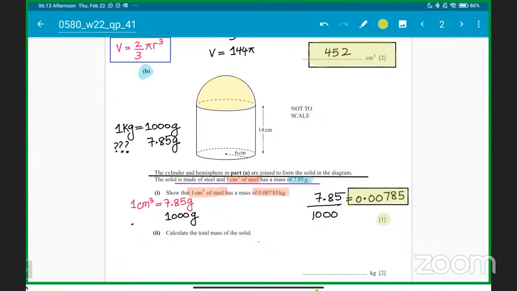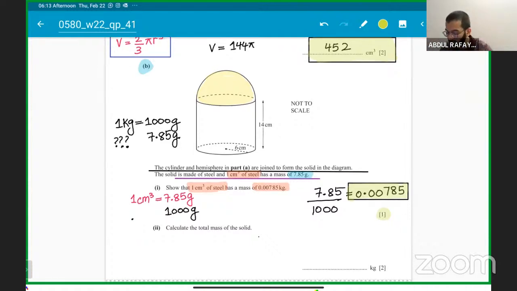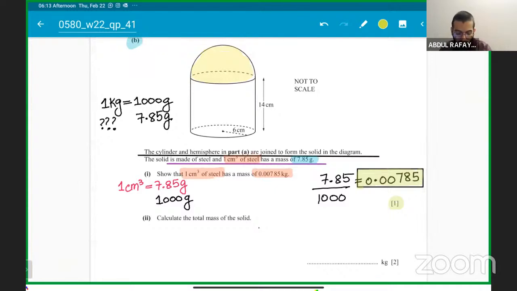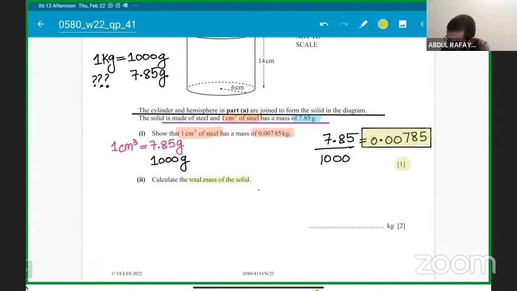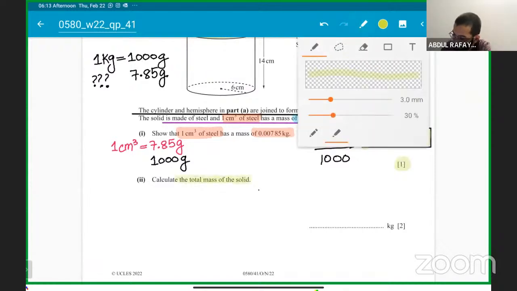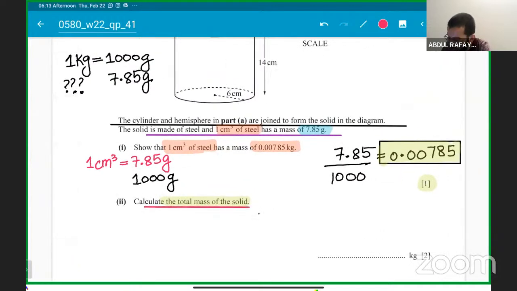Any questions? Okay. 1 centimeter cube in kilograms is 0.00785, and 1 centimeter cube in grams is 7.85 grams. Any doubts? Let me know, guys. Understood? Got it? Move forward, then what we have to do is calculate the total mass of the solid for 2 marks.